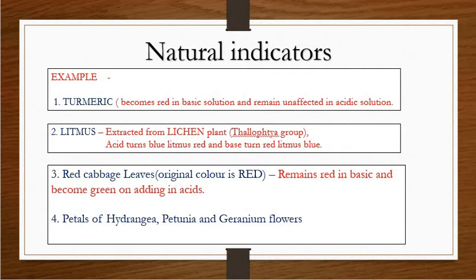Then the third natural indicator is red cabbage leaves. Red cabbage leaves' original color is red. It remains red in basic solution but becomes green in acidic solutions. There are other flowers like hydrangea, petunia and geranium. The petals of many such flowers also act as natural indicators.